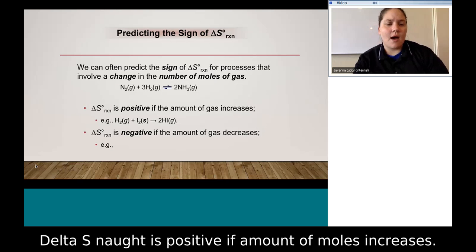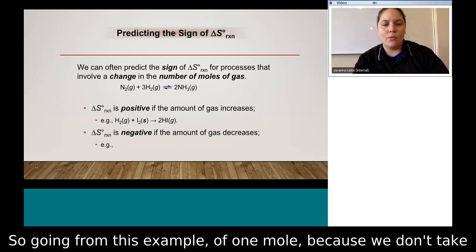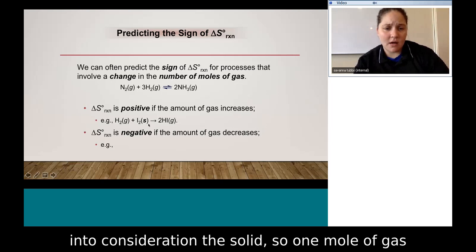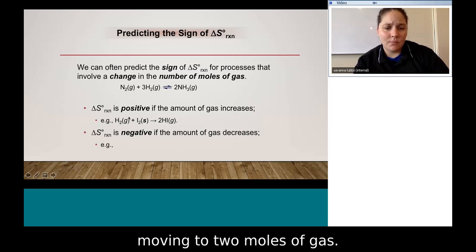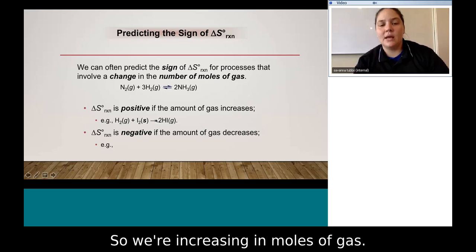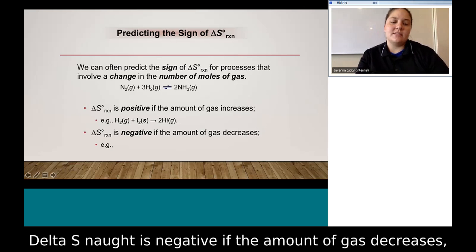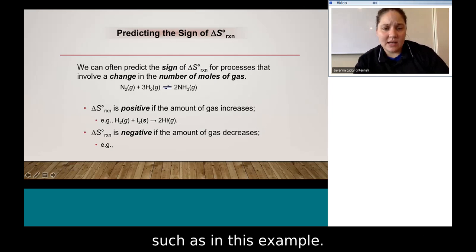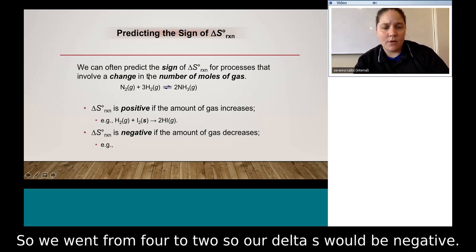Delta S naught is positive if the amount of moles increases. So going from this example of 1 mole, because we don't take into consideration the solid, so 1 mole of gas moving to 2 moles of gas. So we're increasing in moles of gas. Delta S naught is negative if the amount of gas decreases, such as in this example. So we went from 4 to 2. So our delta S would be negative.